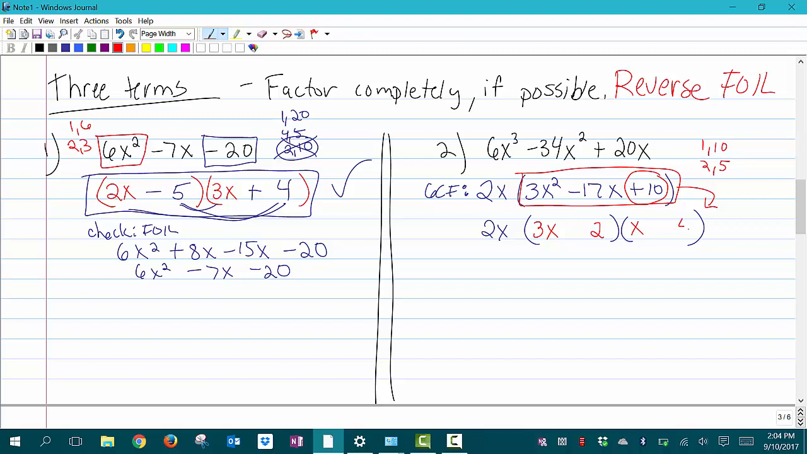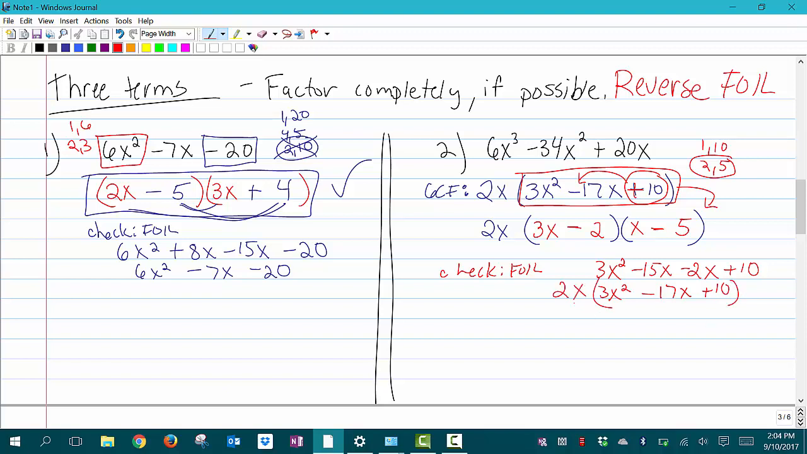If I put the 2 here and the 5 here, let's try those two. My signs, I have a plus sign here, so the signs have to be the same. If this sign is negative, it tells me they both have to be negative. Let's check by FOIL. First times the first gives me 3x squared. Outer times the outer gives me a negative 15x. Inner times the inner gives me a negative 2x. Last times the last gives me a positive 10. So we get 3x squared minus 17x plus 10 when we combine like terms.